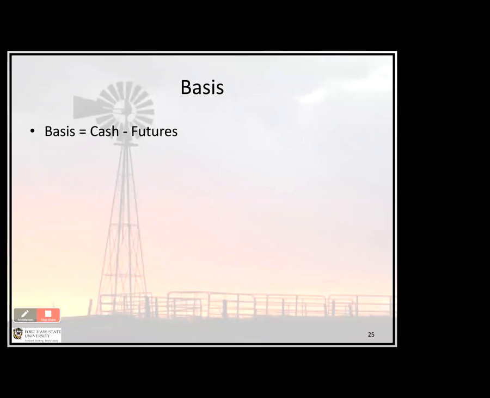So I've got this up on the slides many different times. This is one you need to be able to know like the back of your hand. Basis equals cash minus futures.